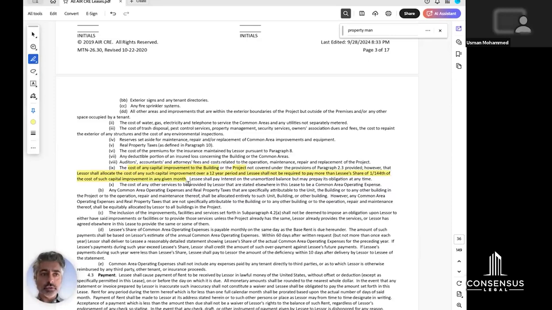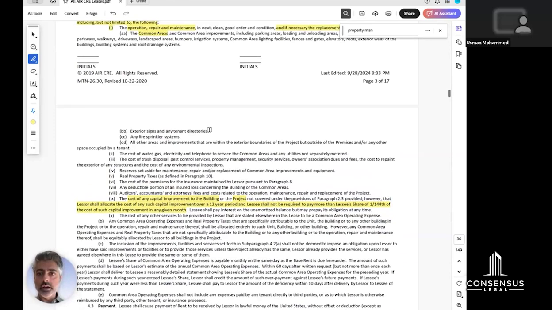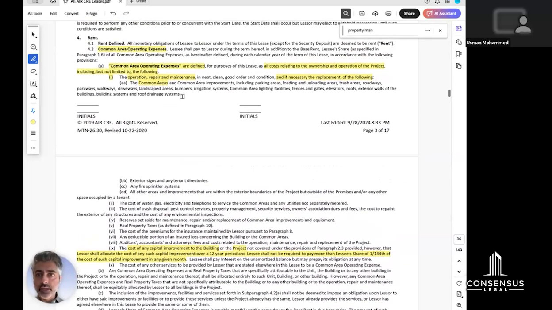So lessor wants to replace the roof January 1, 2025, let's say. It has to amortize it over a 12-year period. So if lessee is only going to be there for 3 years out of the 12 years, lessee would only have to pay 3/12 or 1/4 of lessee's share of that roof replacement.